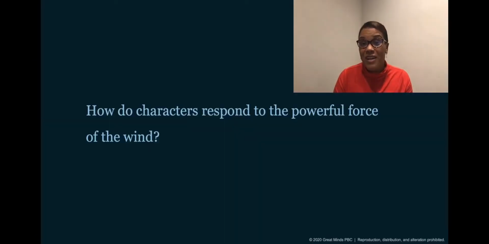In previous work, you had an opportunity to identify story elements and the problems in Gilberto and the Wind. And today you'll continue to think about what is happening in this text, as well as think more about problems and resolutions. But before we do that, let's think about the question that is focusing our work with this text. And that question is, how do characters respond to the powerful force of the wind?